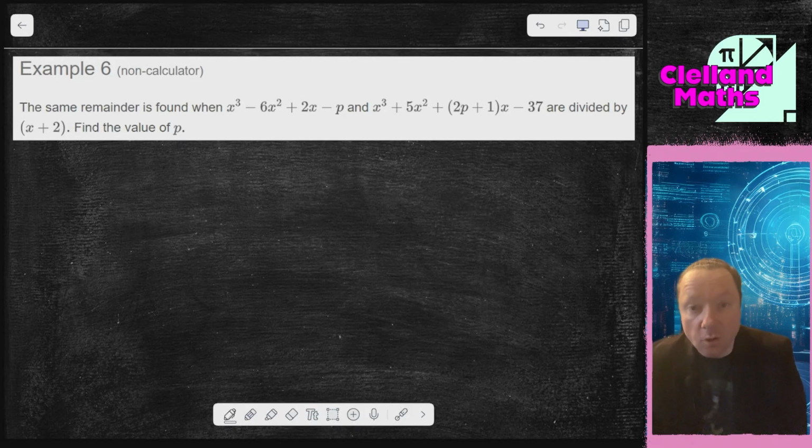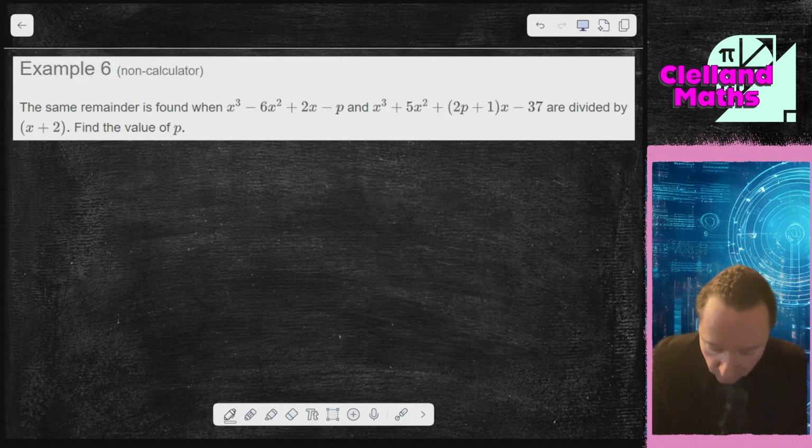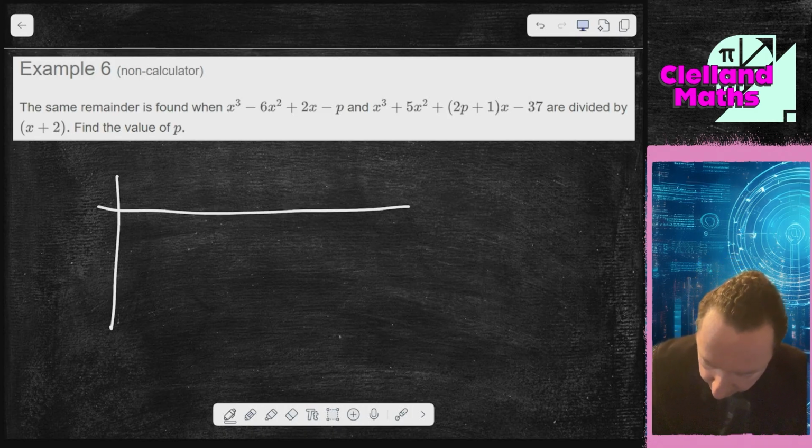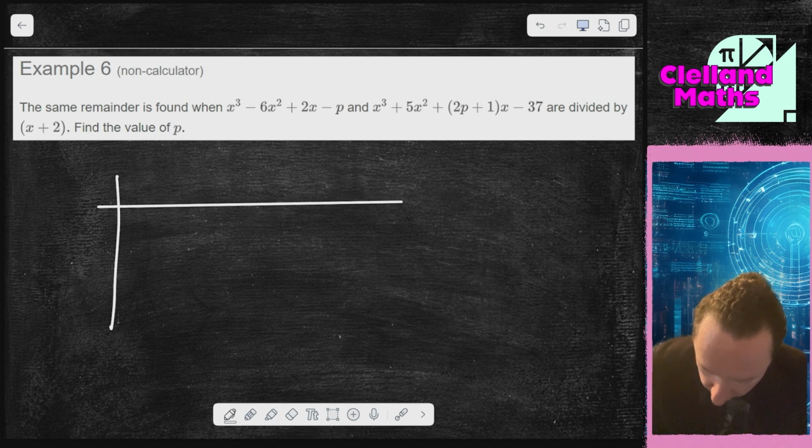The same remainder is found when x cubed minus 6x squared plus 2x minus p and x cubed plus 5x squared plus 2p plus 1 x minus 37 is divided by x plus 2. Find the value of p. So in other words, we need to sub in minus 2, synthetic division or standard, and make them equal to each other. So let's just do it with synthetic division, but you can just sub in directly if you prefer.